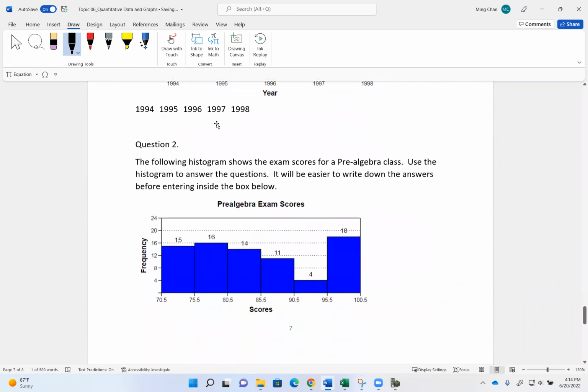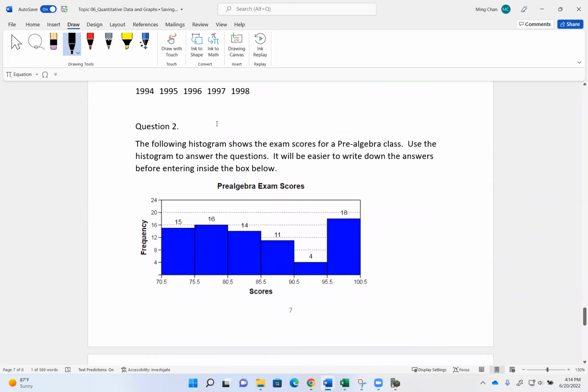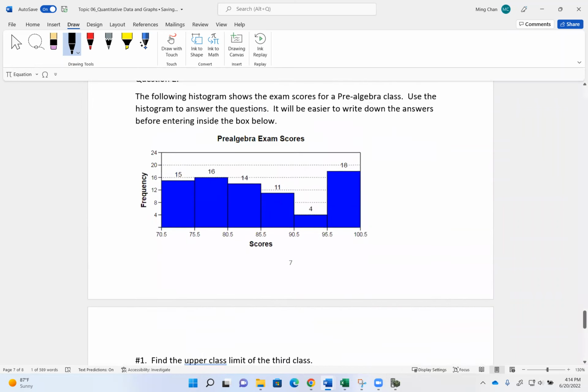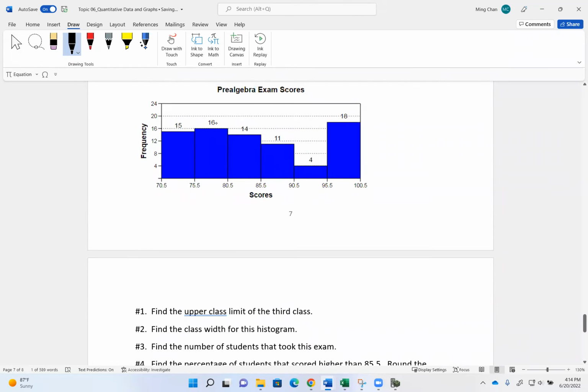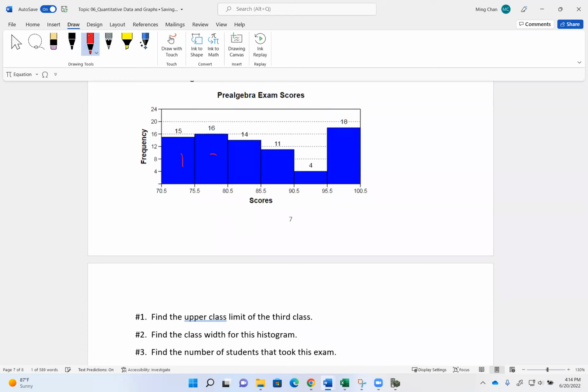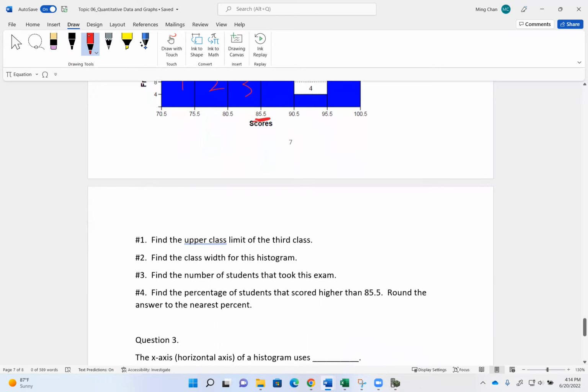Question number 2. Use the histogram to answer some of these questions. It'll be easier for you to write them down before you enter them. Find the upper class limit of the third class. So the third class is 1, 2, this is the third class. Remember, the boundary of that third class comes from the upper class limit plus 0.5. So to go backwards, you will need to subtract the 0.5 to get the upper class limit of the third class.